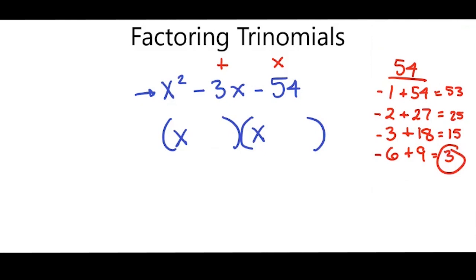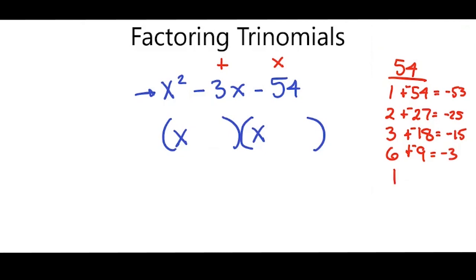Well, this 3 is really close, but we're looking for a negative 3. So what I'll do is make all of my second numbers negative, and let's see how that works. Well, 1 plus a negative 54 is negative 53. 2 plus negative 27 is negative 25. 3 plus negative 18 is negative 15. And 6 plus negative 9 is negative 3. And negative 3 is exactly what we're looking for.